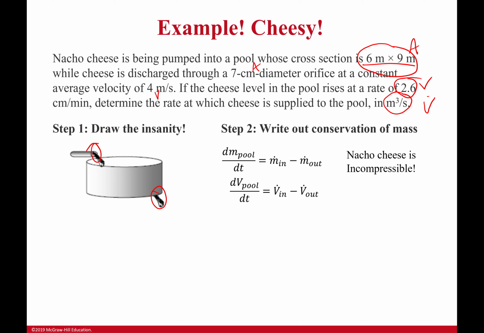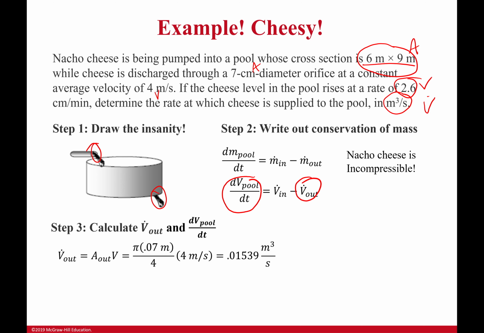Now, if I want to figure out how much is coming in, I need to first figure out what the volume flow rate out is. And I've got an area and a velocity. I need to find how the volume in the control volume is increasing there. And I've got an area and a velocity. So with this, I should be able to solve this pretty easily. So let's calculate my volume flow rate out, as well as the change in volume in the pool itself. So we can do that.